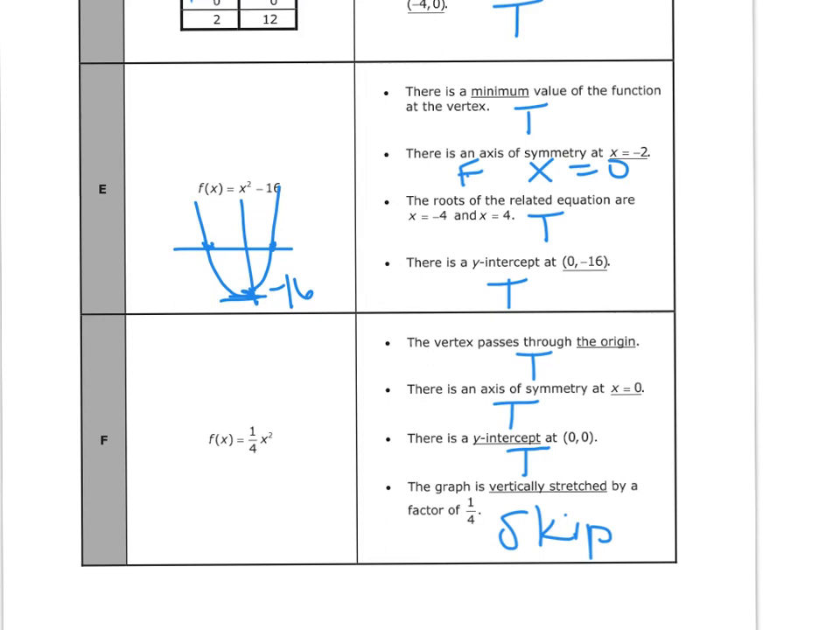And then the last one, again, put this in the calculator. This one, even if you graphed it, you'd probably have a hard time with it. It's going to look like this. It's actually much wider than the others. Okay, the vertex passes through the origin. That's true. There's an axis of symmetry at x equals 0. That's true. There's a y-intercept at 0, 0. That is true. And then the last one, the graph is vertically stretched by a factor of 1/4. That is true, but we haven't talked about that particular characteristic or used those words yet, so you can actually skip that one, and I'm okay with that.